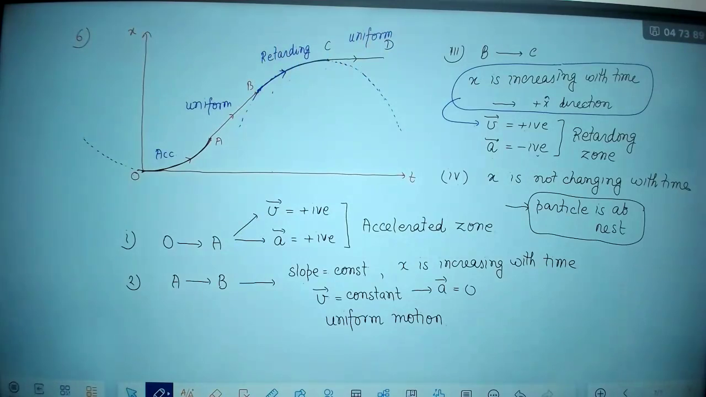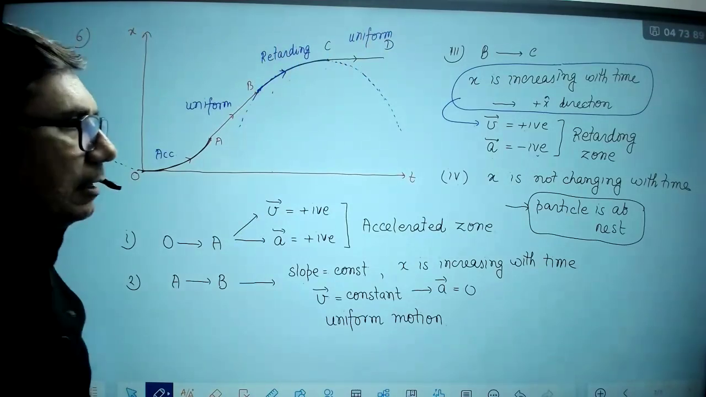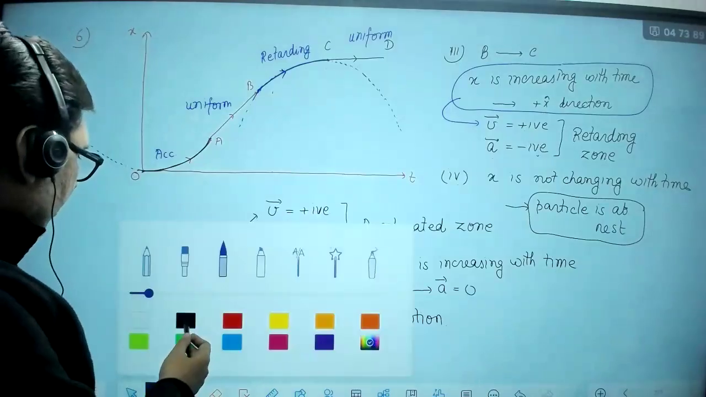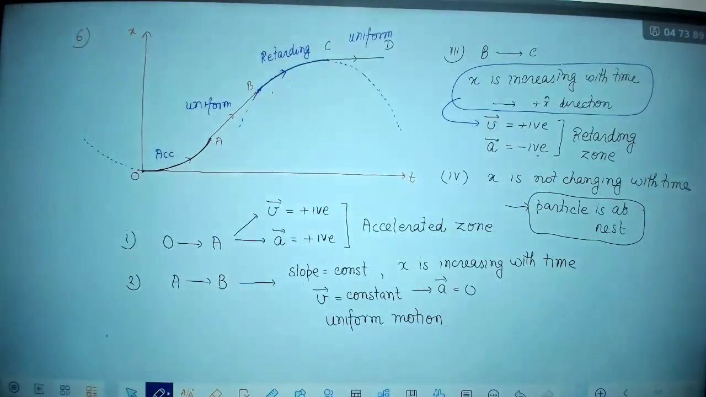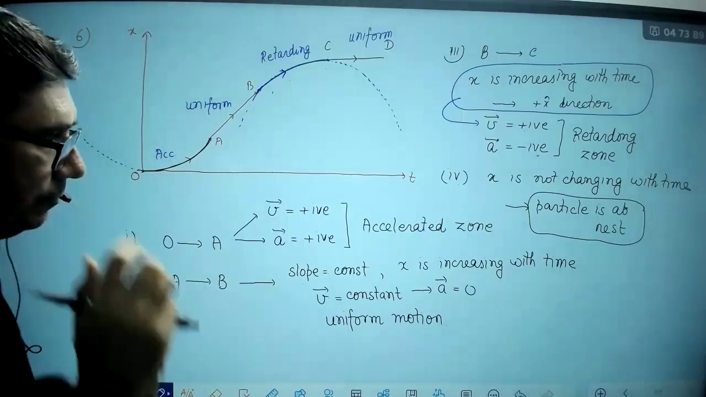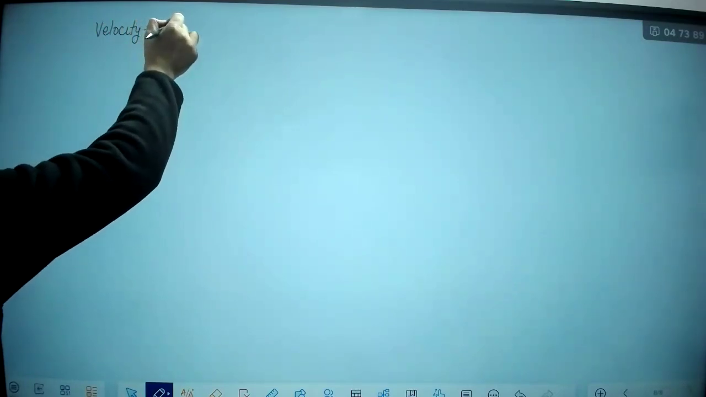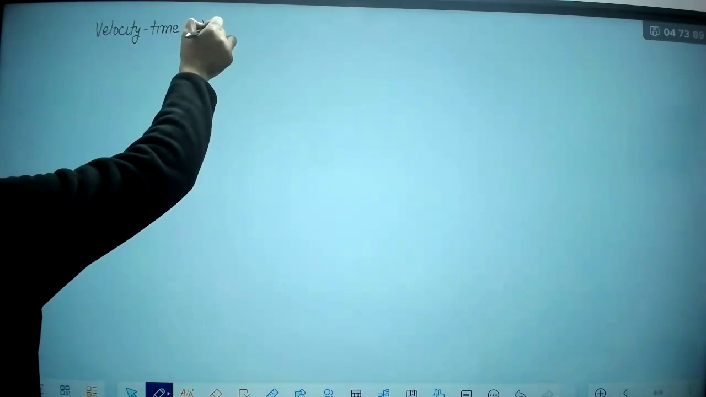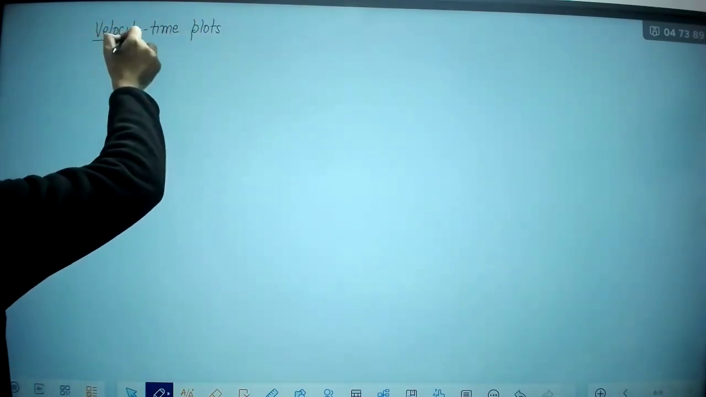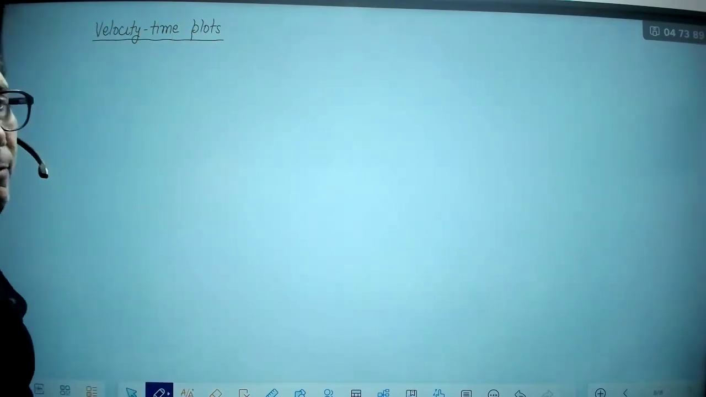Next is the velocity-time graph. The second type of graphs are velocity-time graphs. Now come to the second type of graphs. Please note it down quickly. Next is velocity-time plots, VT plots. Velocity-time plots or curves.